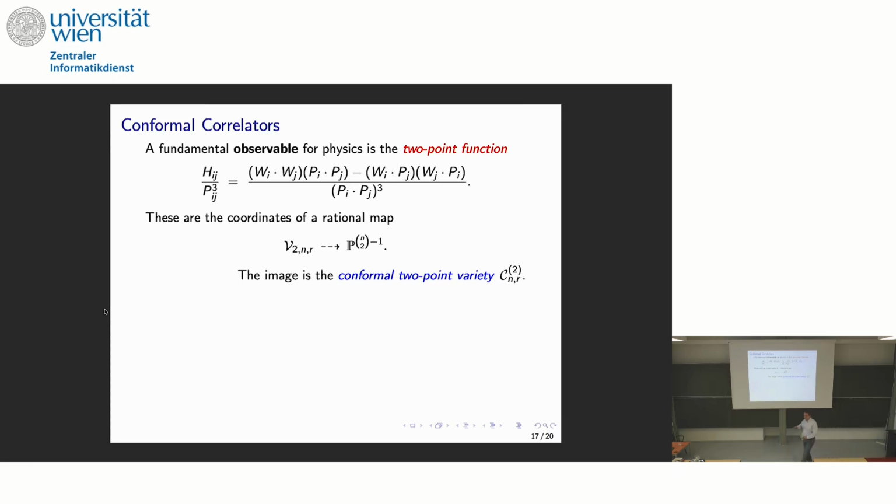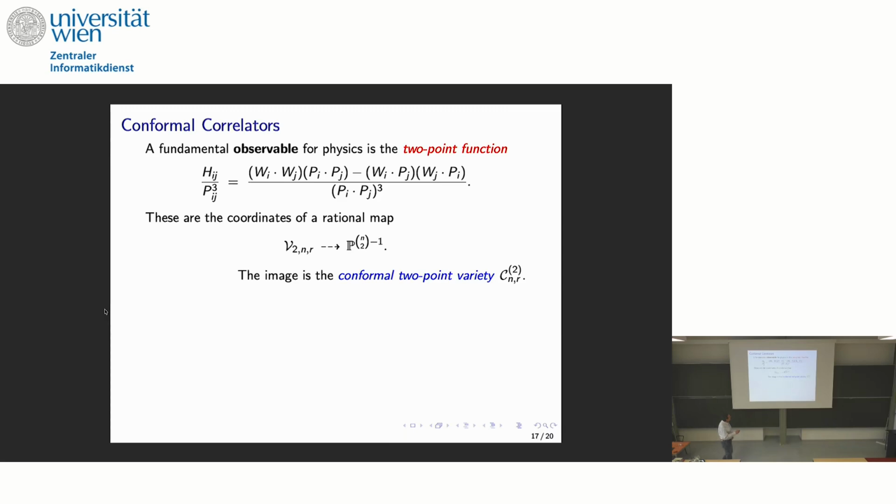So I've introduced you to the coordinate systems. The first one was the entries of the P and W vectors. The second level were the entries of the Gram matrix. The third level were the well-known conformally invariant structures. And the fourth and highest level are the actual observables. These are 2-point functions, 3-point functions, and so on.